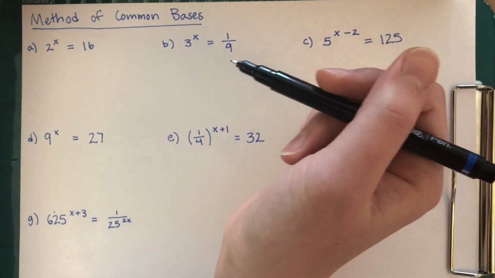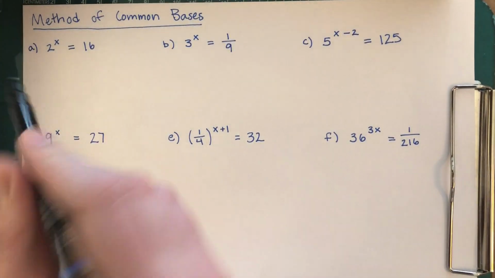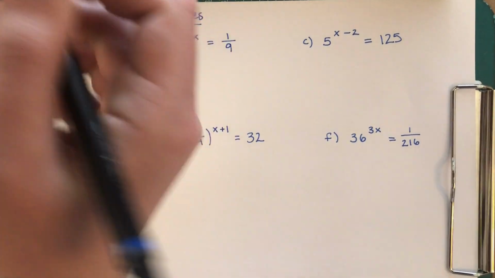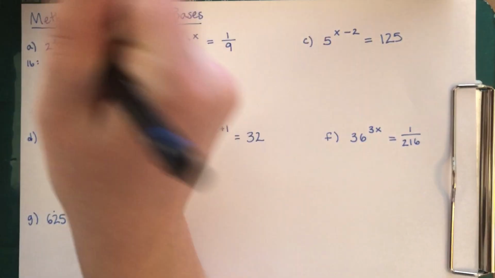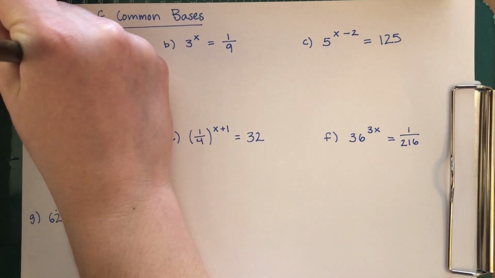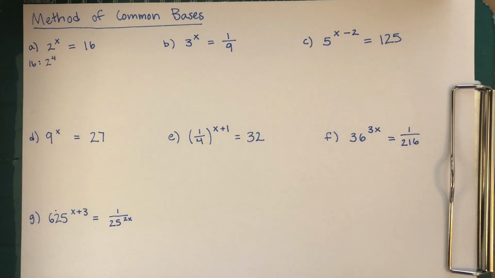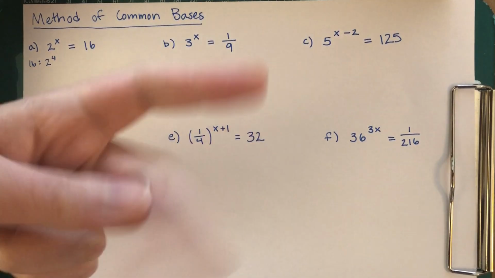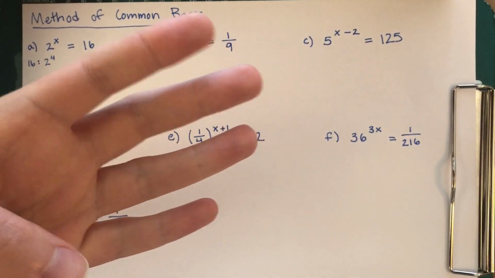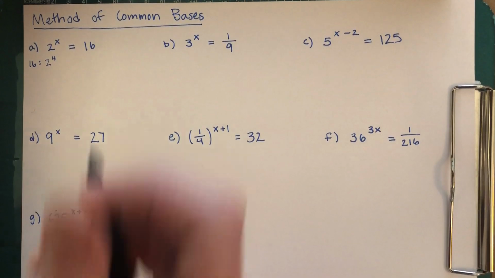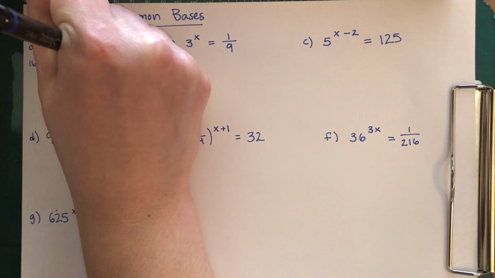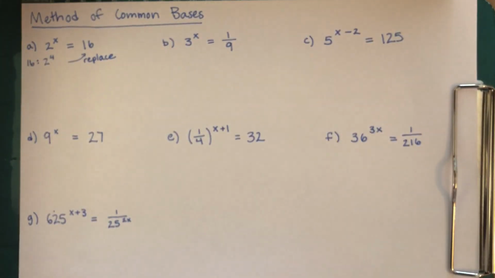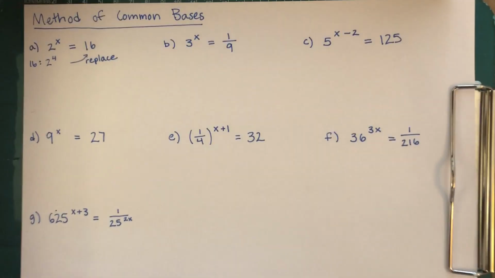So I could think about this a couple different ways. I know that 16 is the same thing as 2 to the 4th. This is on the common exponents page on Canvas, or you could just check it yourself. 2 times 2 times 2 times 2 does equal 16. So I'm going to replace 16, I'm going to turn it into 2 to the 4th.